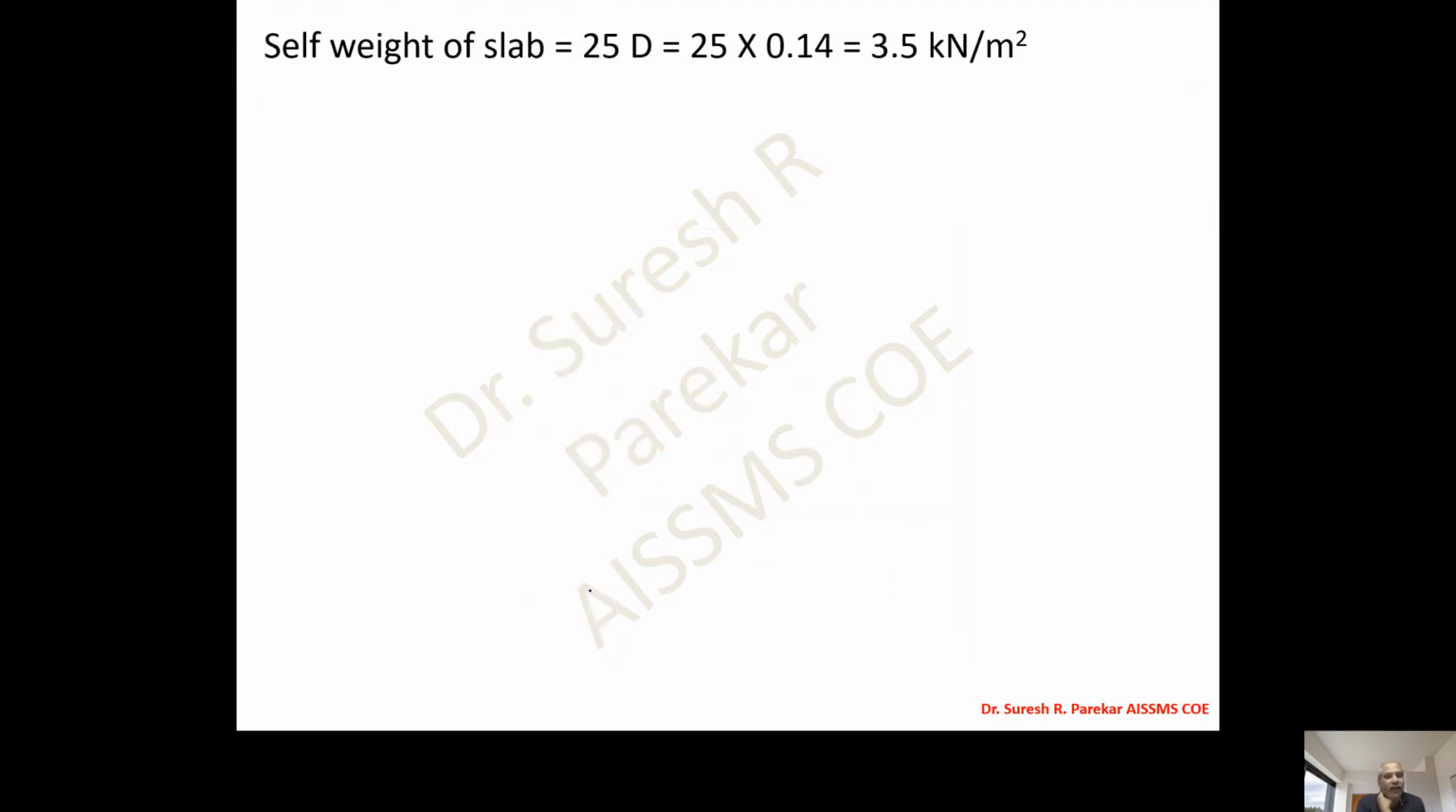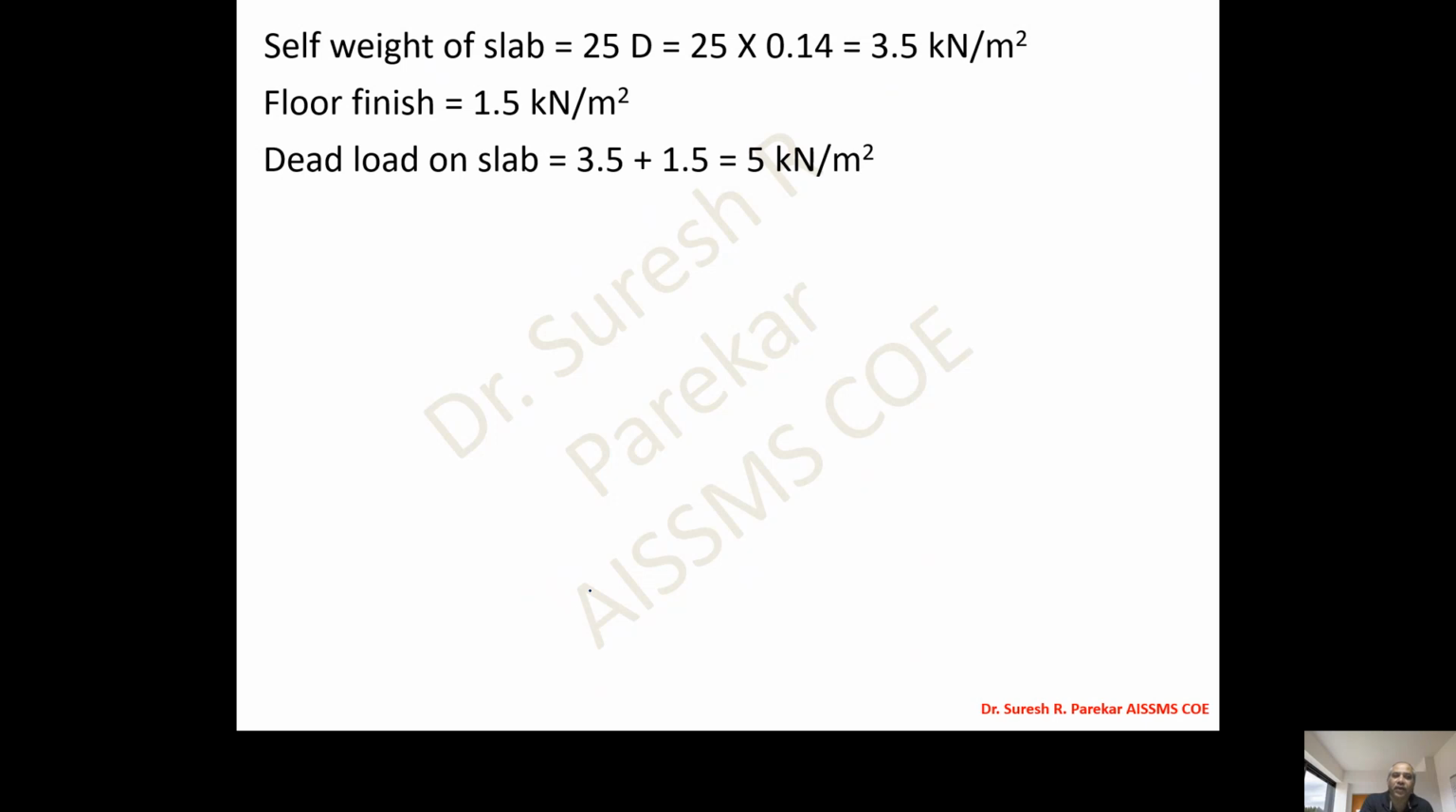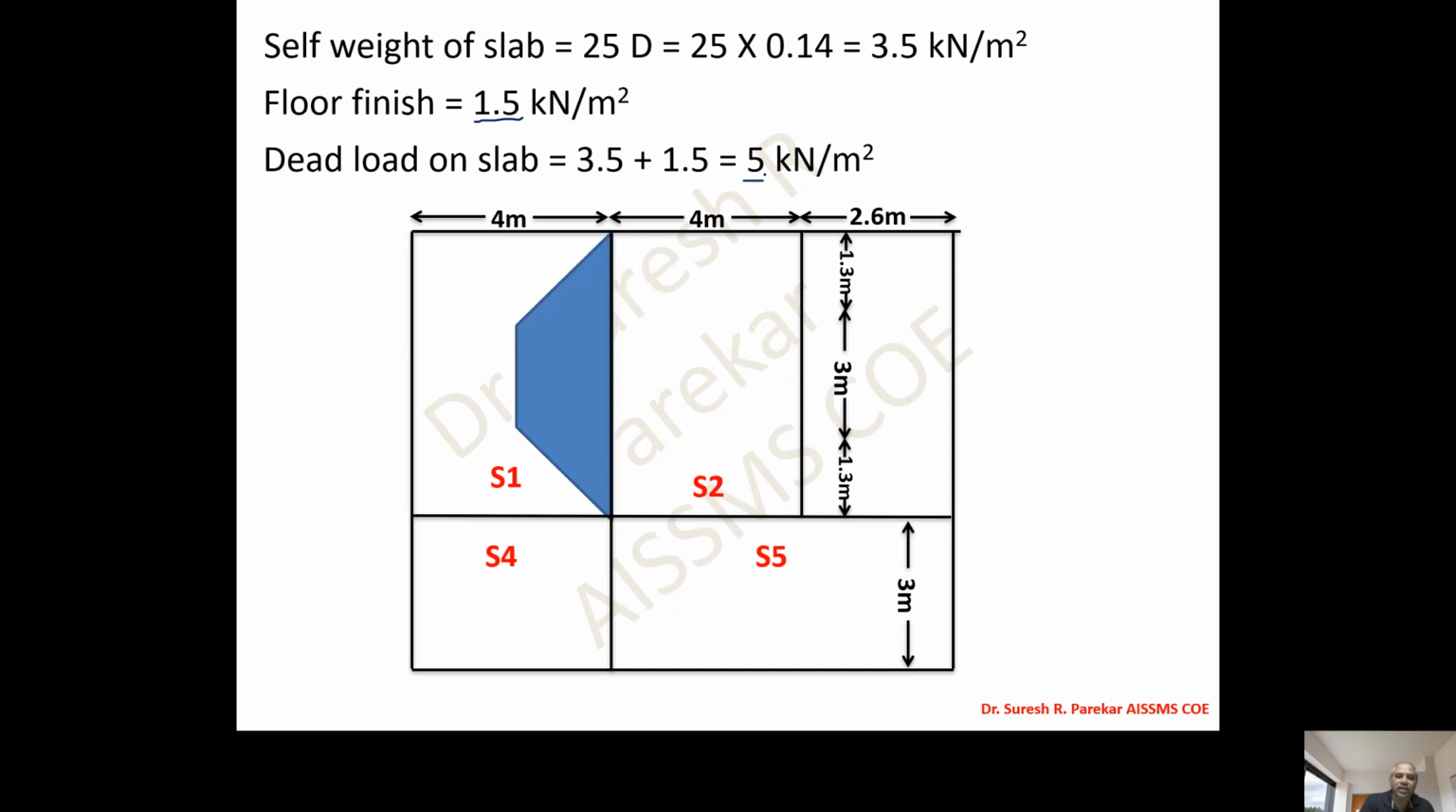Now how to calculate the value: we know self weight of slab is 25 into 0.14, that is 3.5, and floor finish 1.5. Here we are going to calculate the values separately because we are going to use the moment distribution method. So dead load we have to calculate separately, live load also separately. Total dead load is 3.5 plus 1.5, where 1.5 is floor finish, which comes to 5 kilonewton per meter square. Now you can see we have loads in this fashion.